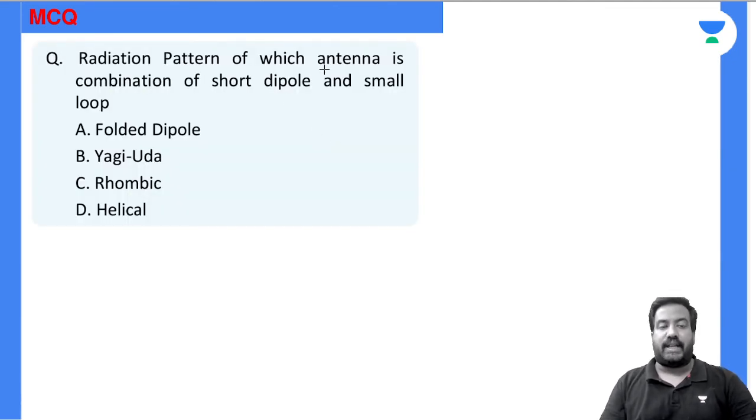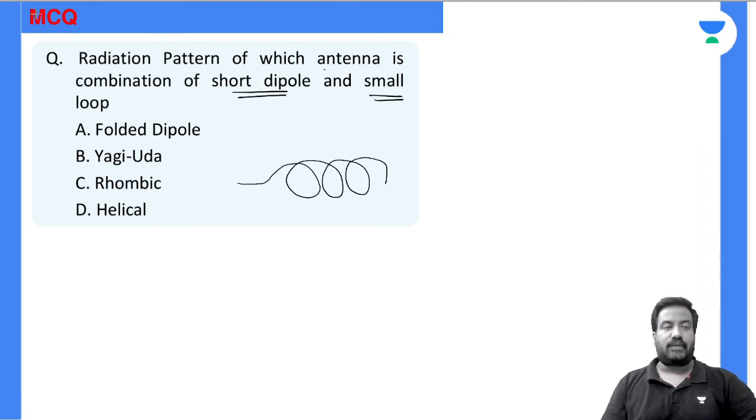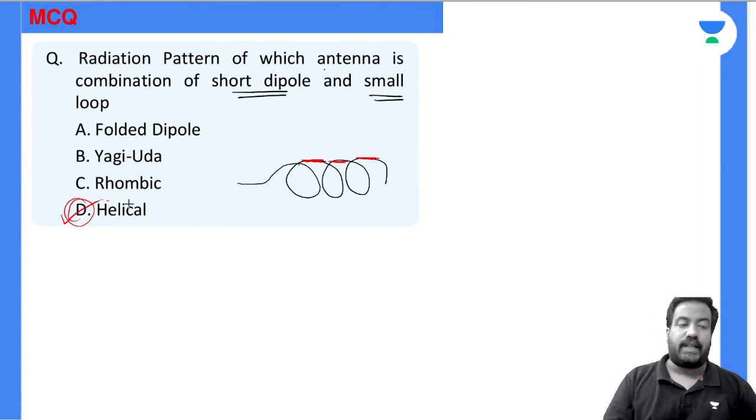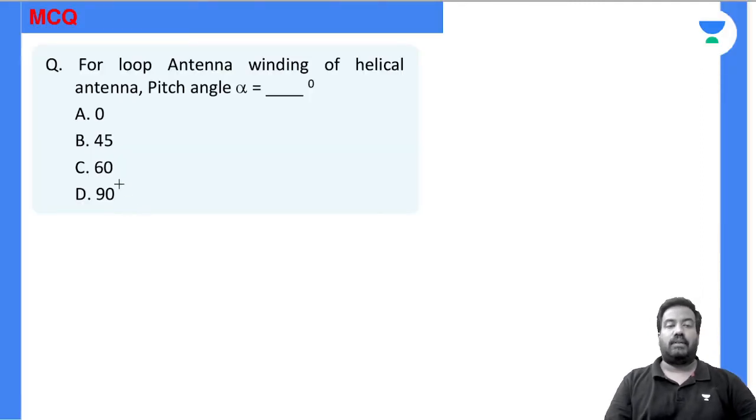The radiation pattern of which antenna is a combination of short dipole and small loop antenna? If you see the physical structure of the helical antenna, it is the combination of loop antenna and short dipole antenna. Short dipole, loop, short dipole, loop. The radiation is a combination of short dipole and loop, which is helical antenna radiation. Option D is the answer. For loop antenna, winding of helical antenna, alpha is. Loop antenna means, if you draw the helical antenna here.